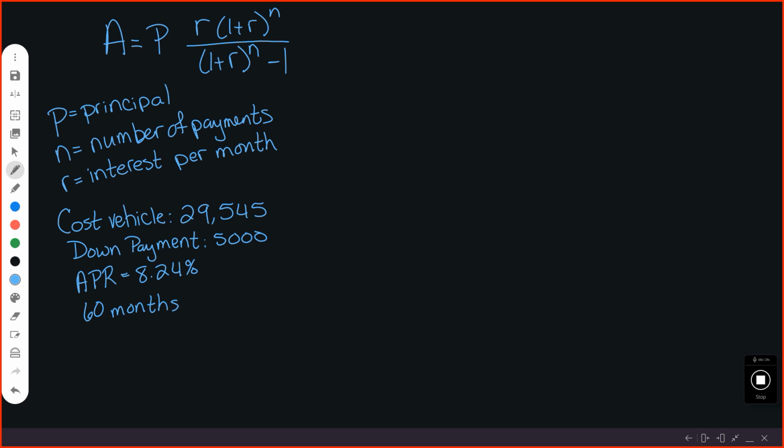Okay, so before we start paying stuff down, we have a couple of calculations we need to do. The first thing we're going to do is find the principal. The principal is the amount of the loan. So it's going to be $29,545, and you're going to just subtract 5,000 from that, which is going to give you $24,545. No big deal, right? So that's the first thing we need to do. So that's P in our formula, okay?